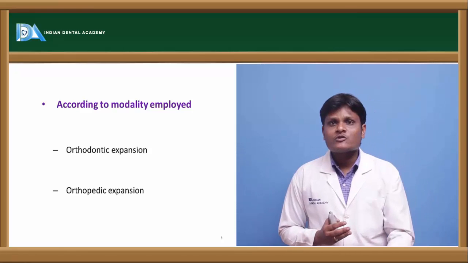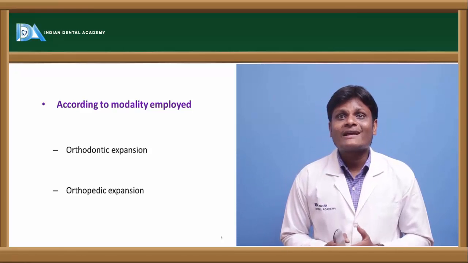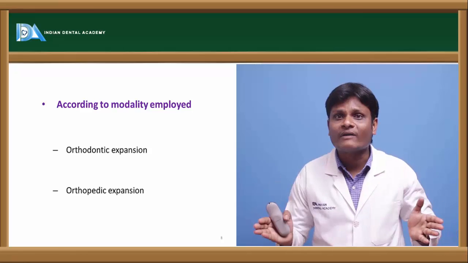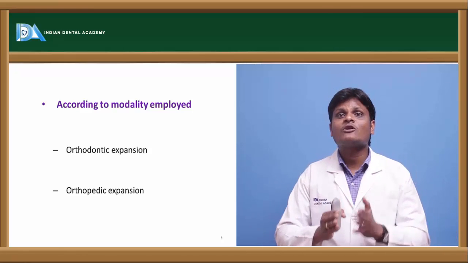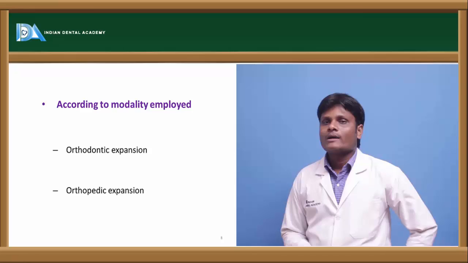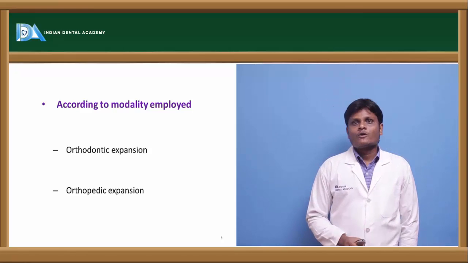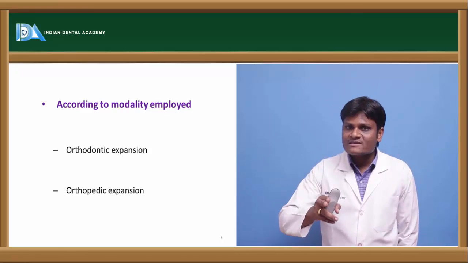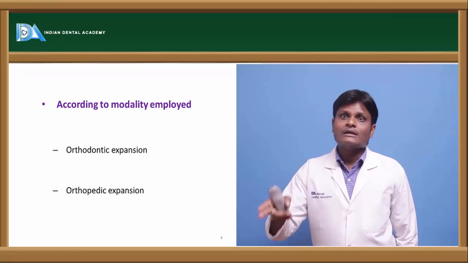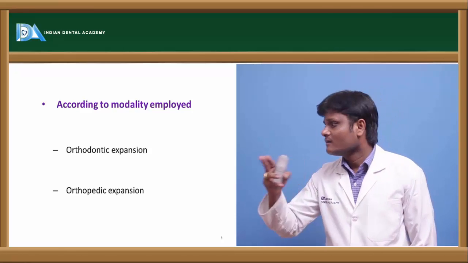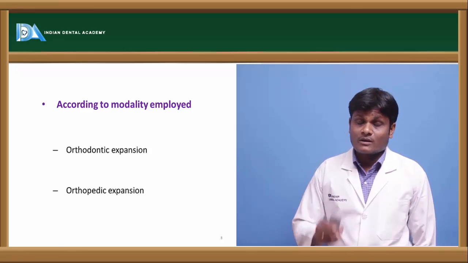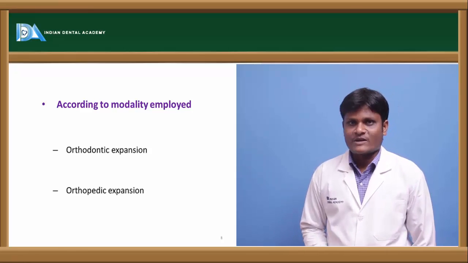Whereas in a growing individual, when you try to expand the jaw, we can achieve an orthopedic or skeletal effect or skeletal expansion by splitting of the mid-palatal suture. This is called orthopedic expansion. So we have a slow expansion and rapid expansion, and similarly we have orthodontic and orthopedic types of expansions.